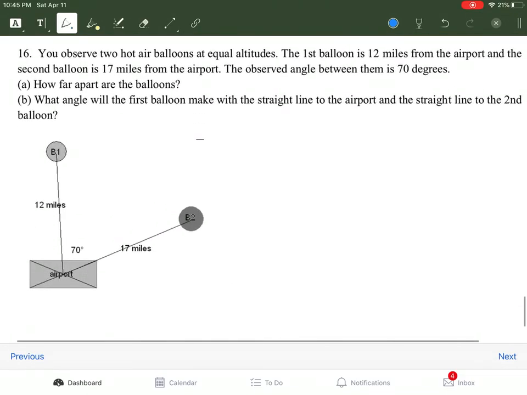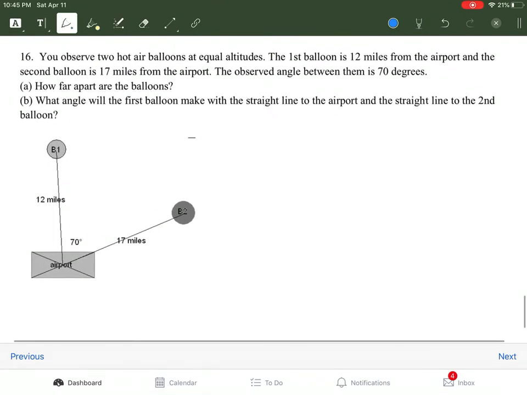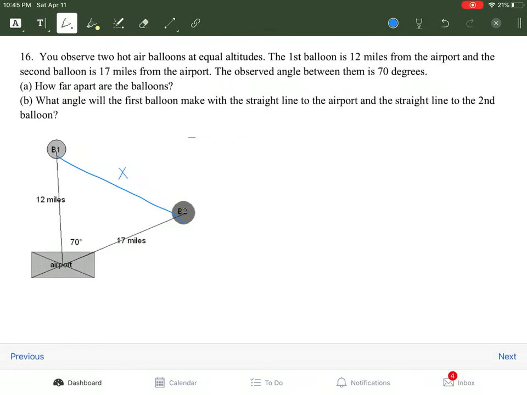Finally, 16. 16 has 2 pieces to it. It says you observe 2 hot air balloons at equal altitudes. The first balloon is 12 miles from the airport, and the second balloon is 17 miles from the airport. The observed angle between them is 70 degrees, so that's all given to us. It wants to know how far apart the balloons are, so we're going to find this distance as an x. For part B, it says what angle will the first balloon make with a straight line to the airport and the straight line to the second balloon.